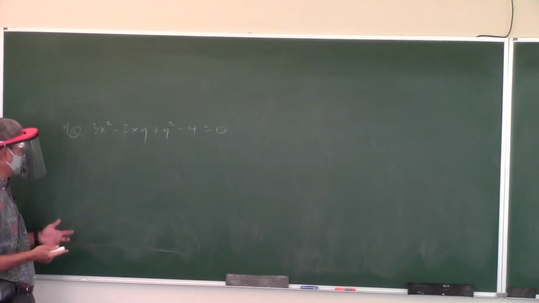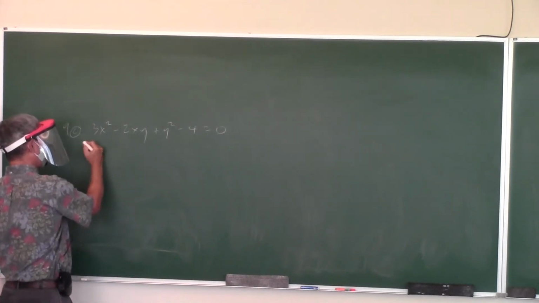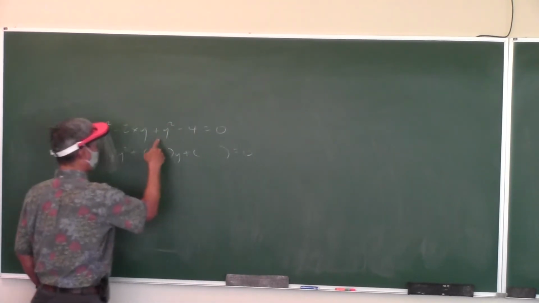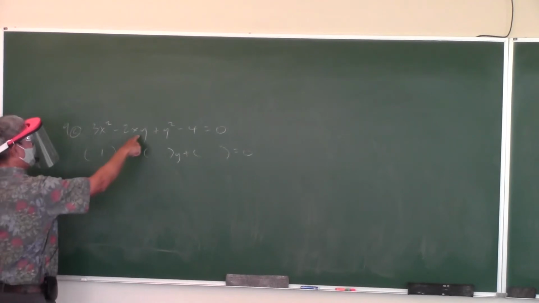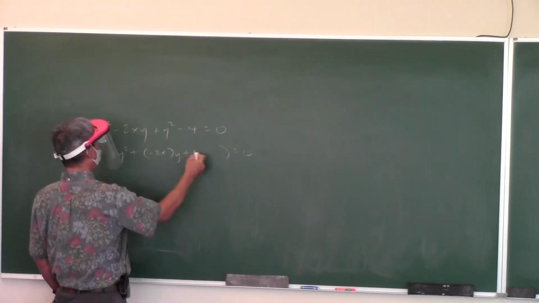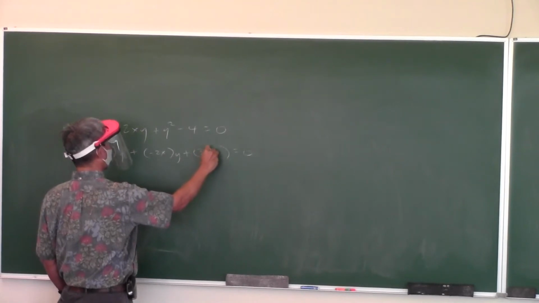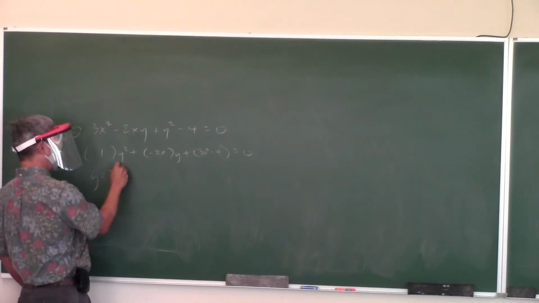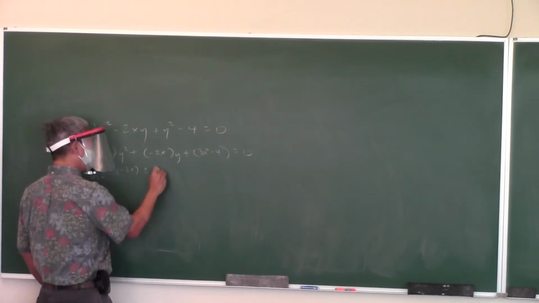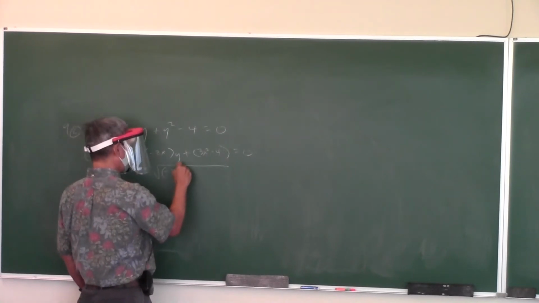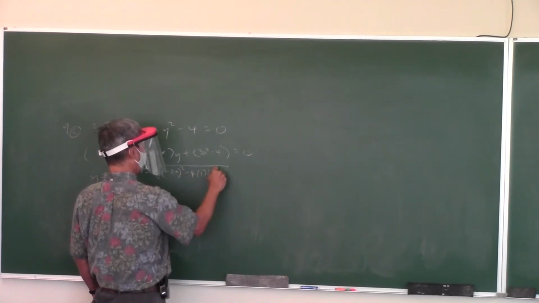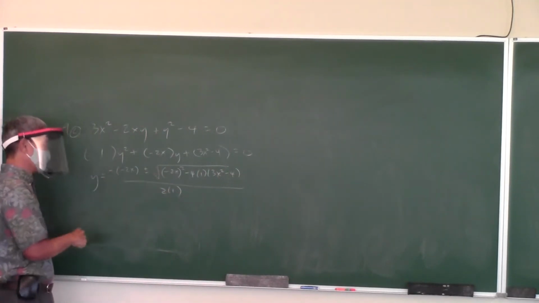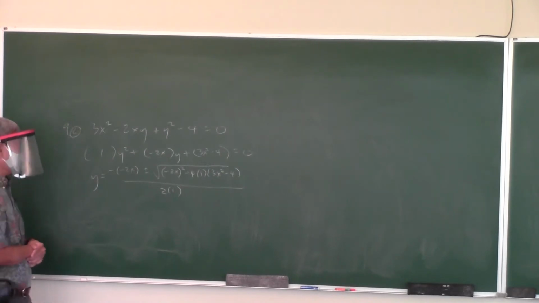So what you need to do is solve for y by putting it in quadratic form like this. The coefficient of y squared is 1. The coefficient of y is negative 2x, and everything that doesn't have a y in it is this. So to solve for y, using the quadratic formula, you get negative b plus or minus the square root of b squared minus 4ac, all over 2a.